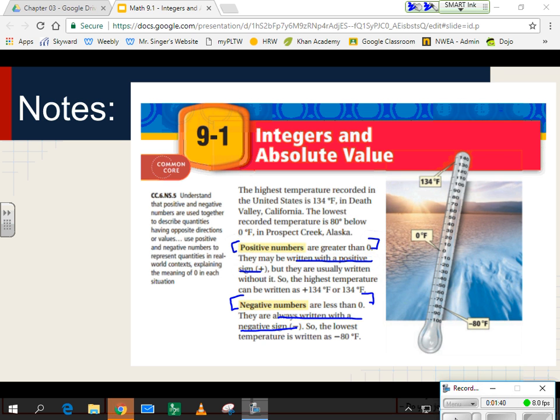It's almost like saying, instead of negative 80 degrees Fahrenheit, you're saying subtract by 80, but it means the same thing. I want you to make sure you have those two definitions down because we're going to deal with positive and negative numbers today. I want to make sure you got that copied.